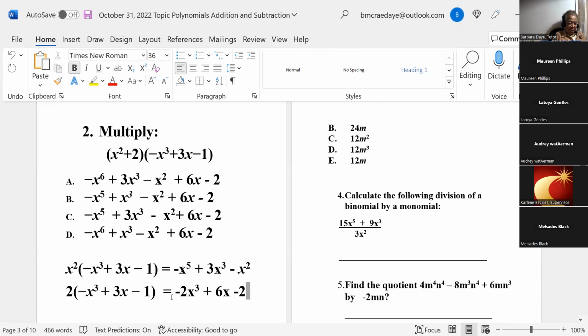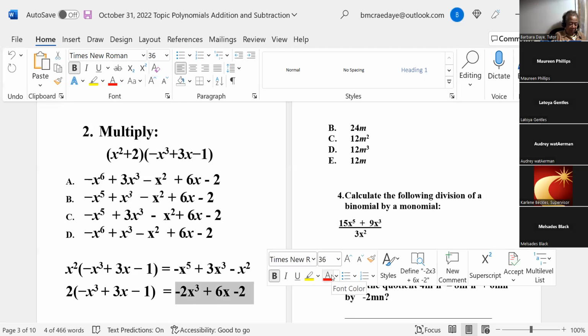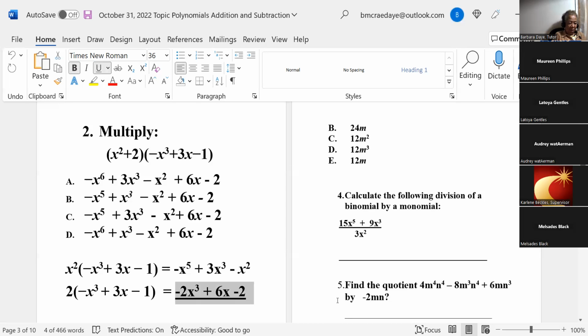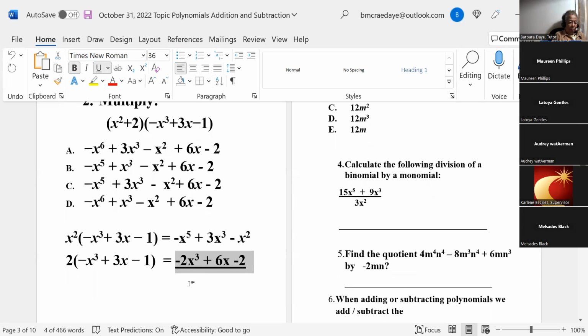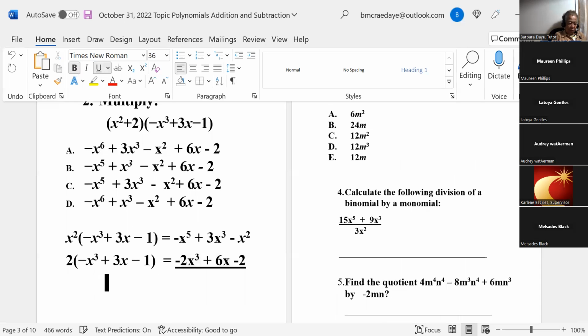In other words, 5x to the third plus 3x. Add these. I'm just going to underline here. Now put them in standard form. In other words, put your highest power first. So what would be your answer here? Which one would I put first? What's the highest power? 5. So I'd put the minus x to the fifth first, right?